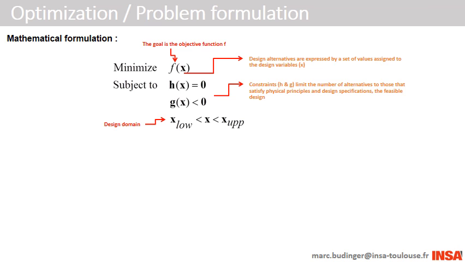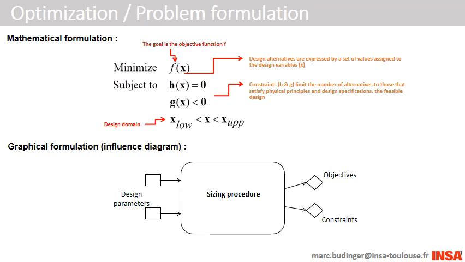This objective depends on sizing variables gathered in the vector x that have to remain in a certain domain, such as a reduction ratio or a geometric positioning. The solutions must respect some equality or inequality constraints, such as remaining under a given temperature. This optimization problem can be represented in a graphic form, with the sizing variables as inputs, the rectangles, and the constraints and objectives as outputs, so the diamonds.